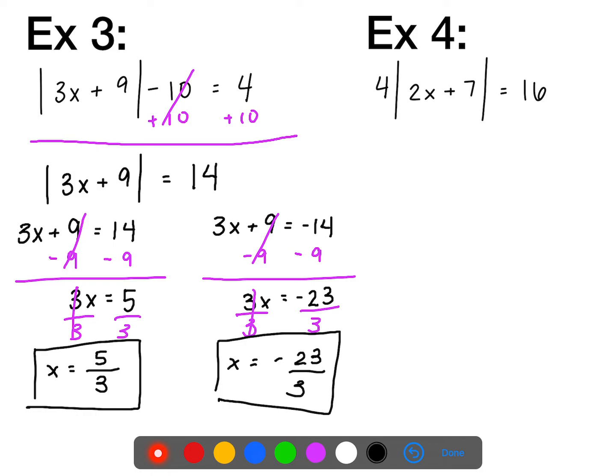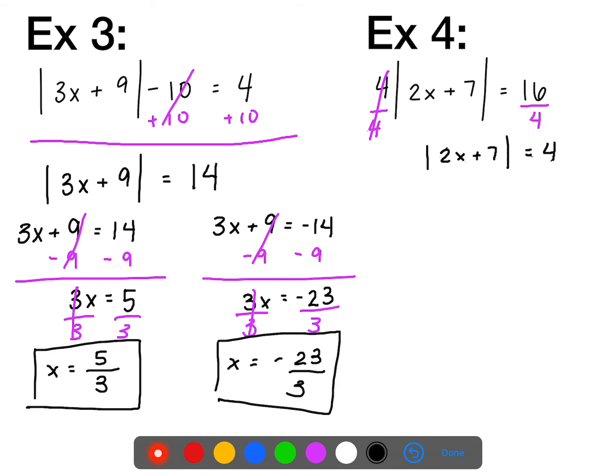So I'm going to divide by 4, which is going to look weird, but it's okay, as long as I do it to both sides. Doesn't matter how weird it looks. That gives me the absolute value of 2x plus 7 equals 16 divided by 4, which gives me 4. Is that equation going to have a solution? Yes, it is, because it's an absolute value equaling a positive, so we're going to keep solving that.